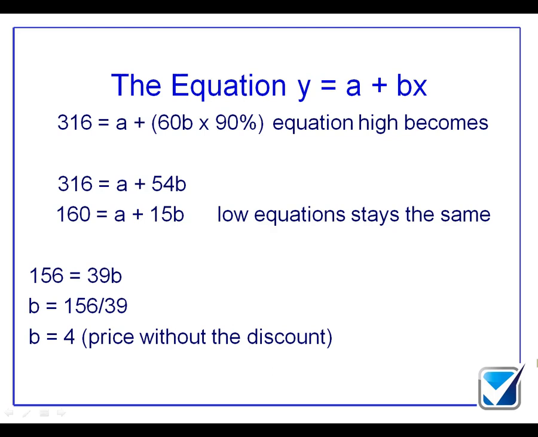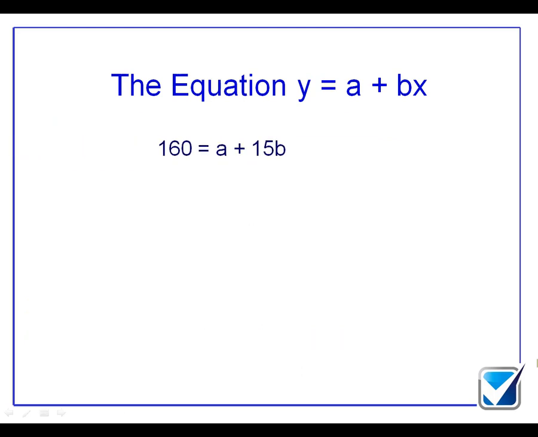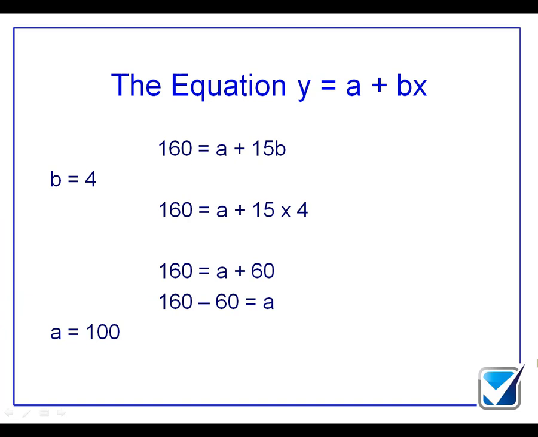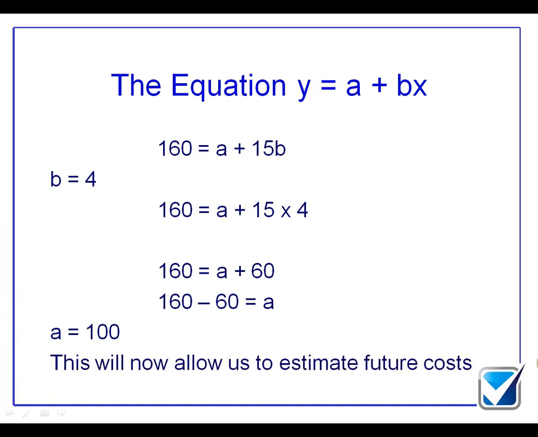With my B of 4, we now need to find out what A is. A is going to be calculated as 160 equals A plus 15B. B is 4, which now means that A can be calculated, as you would expect, as being $100. And there are the various different steps to get you through to A being $100. We can now estimate future costs on that basis and hopefully have a better understanding of cost behavior.